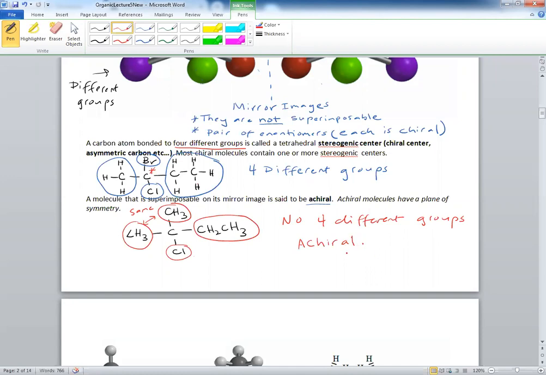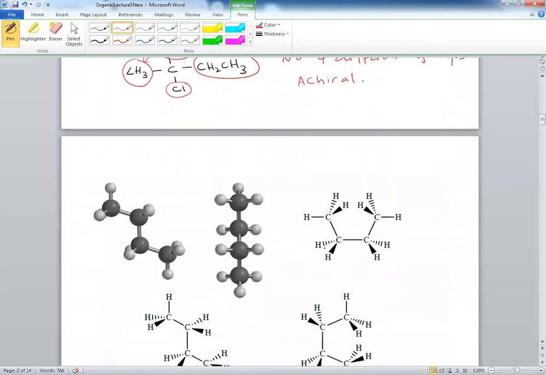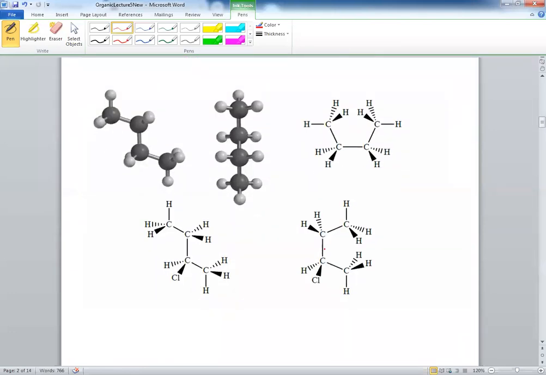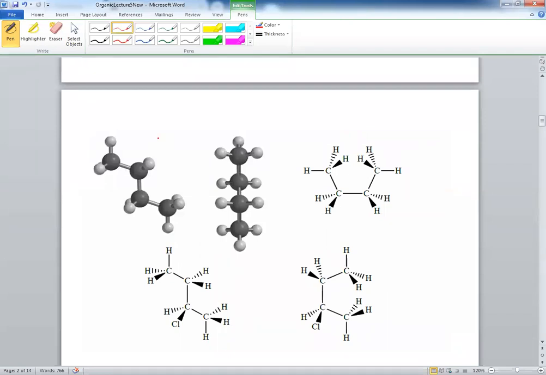Now it has a plane of symmetry. You may not be able to see it, but we need the help of models down here. So bear with me. What do I have here? I have butane, so that's CH3, CH2, CH2, and CH3. You can trace them right here.